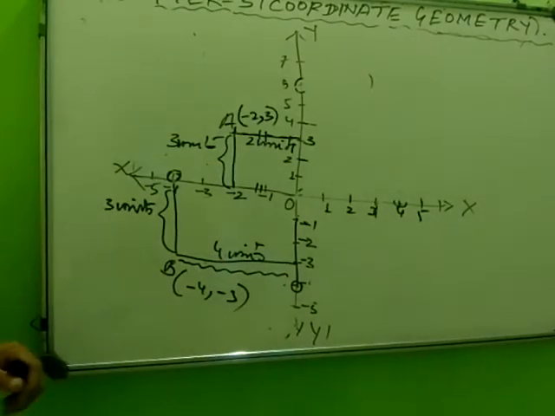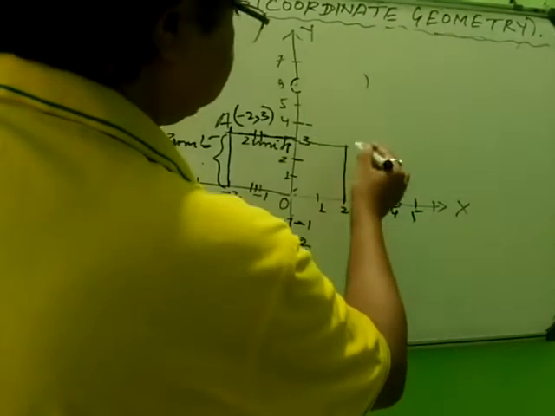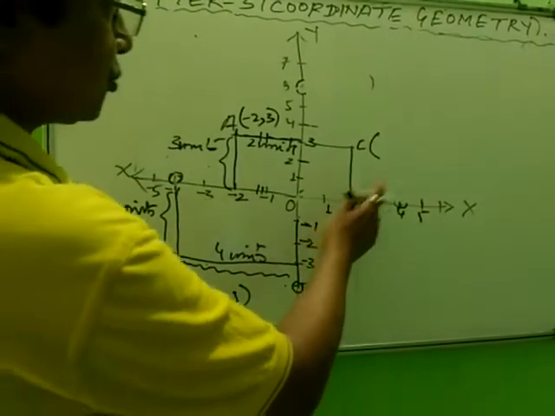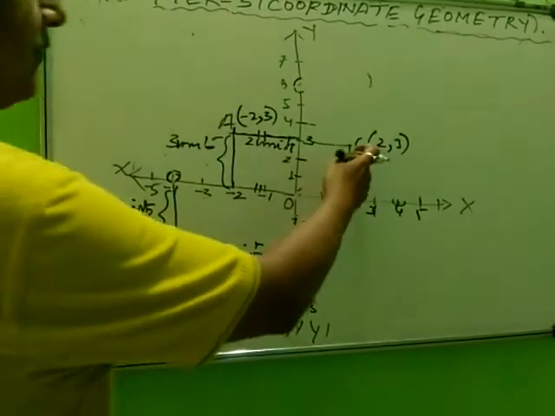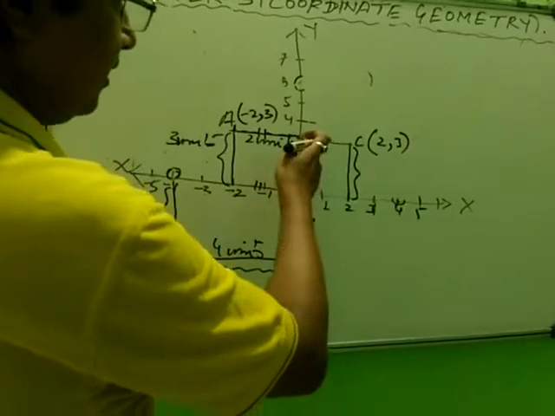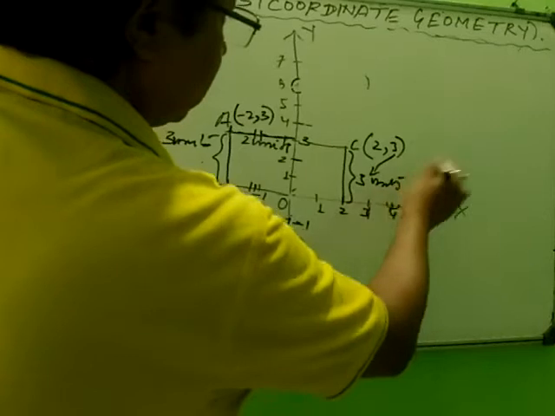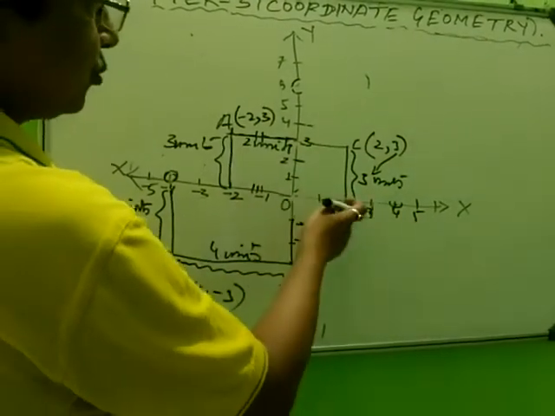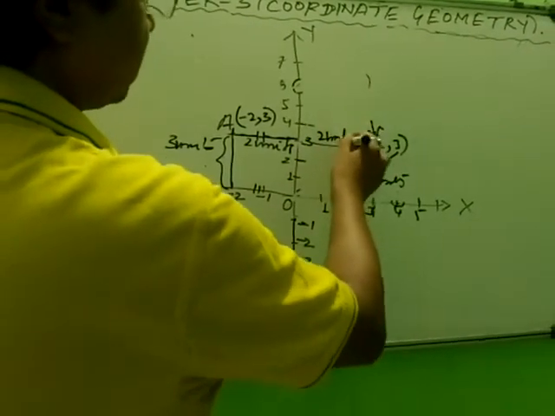Let us take one more. Say it is this one, and I call it point C. So the coordinates are x is 2, y is 3. The distance of C from the x-axis: rectangle, so 0 to 3, 3 units. So you took the coordinate y. And from the y-axis, it is 0 to 2, 2 units. So you took the x-coordinate. So it is 2 units.